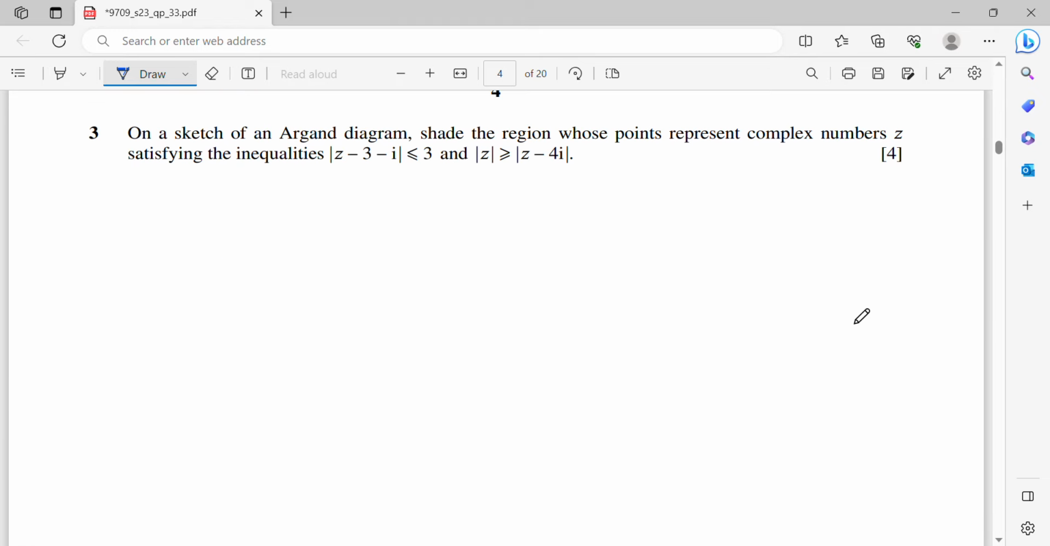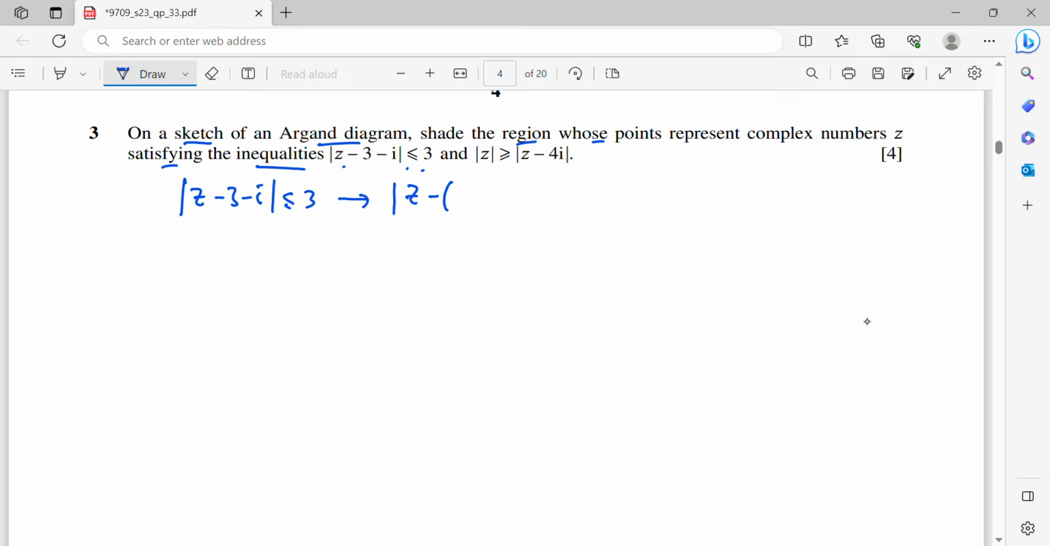Right, now question 3. On a sketch of an Argand diagram, shade the region whose points represent complex numbers z satisfying the inequalities modulus of z minus 3 minus i is less than or equal to 3, and modulus of z is greater than or equal to modulus of z minus 4i. Okay, so for your information, the first inequality is actually referring to a circle.